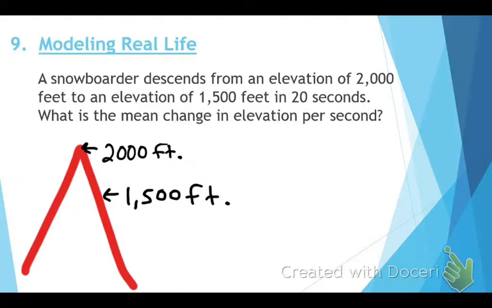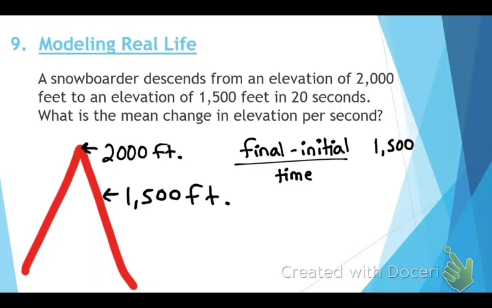When you see these words here, mean change, we are going to use this little formula that we came up with. Do you guys remember this? Final minus initial divided by time. Let's say it together. Final minus initial divided by the time. One more time. Final minus initial divided by the time. Where did this snowboarder end up finally? 1,500 feet. He went down a little bit. Where did he start initially? 2,000. How long did it take him to do this? 20 seconds.